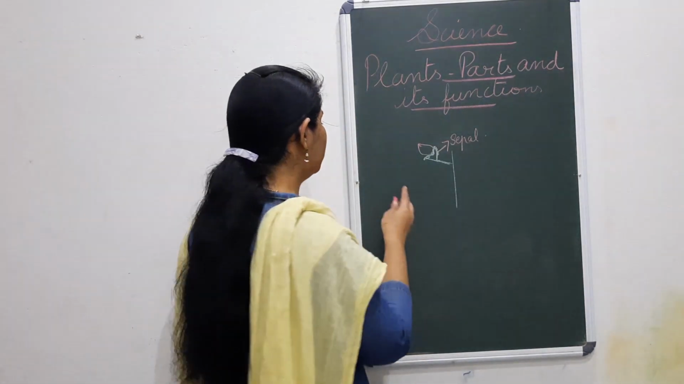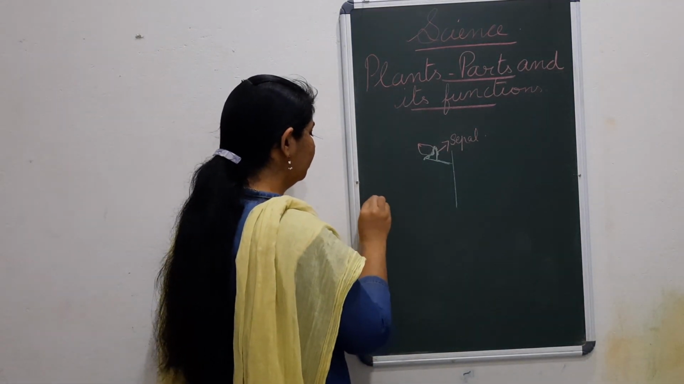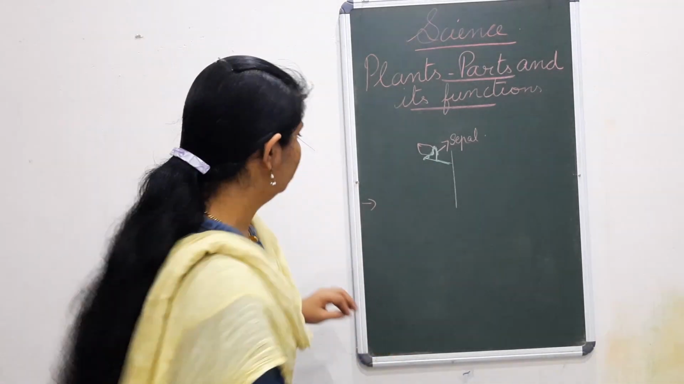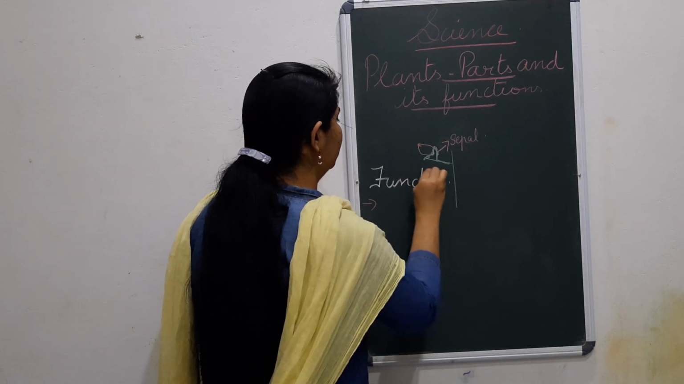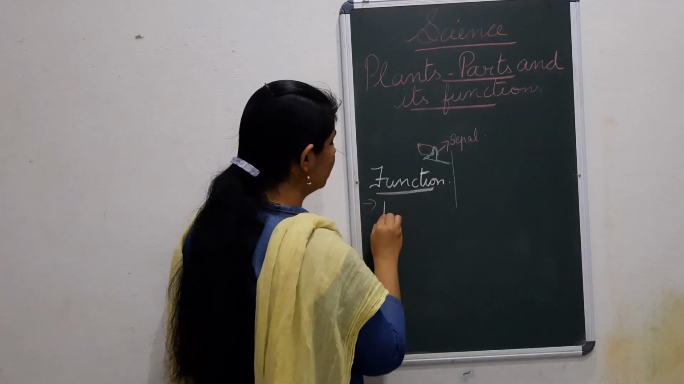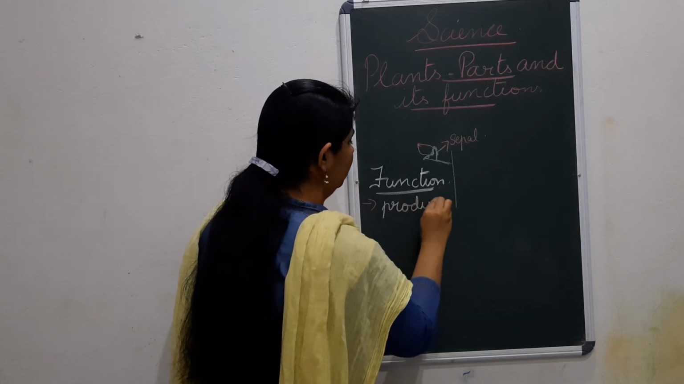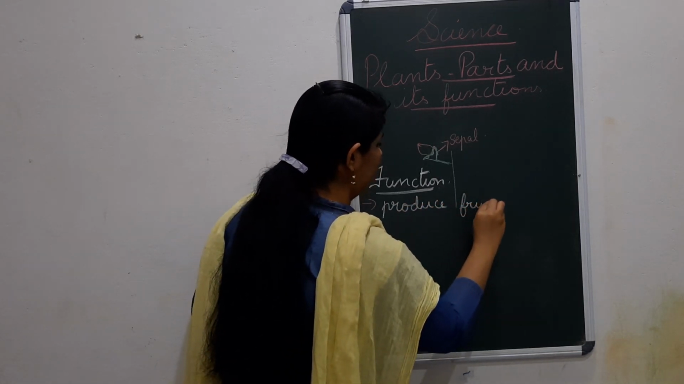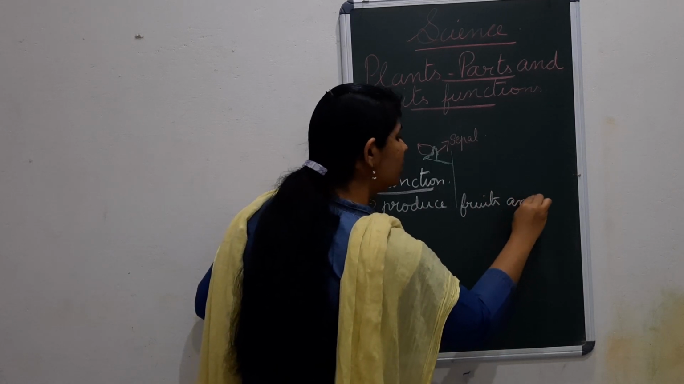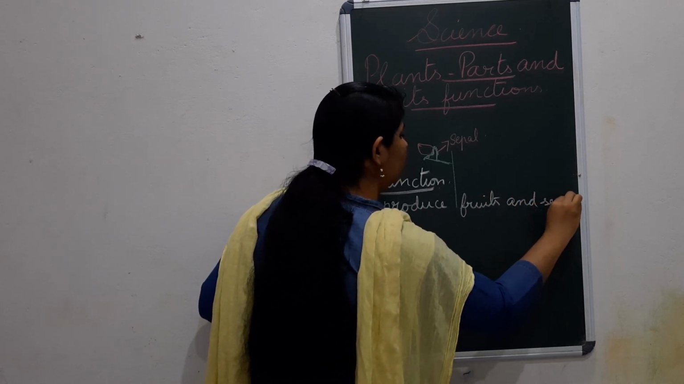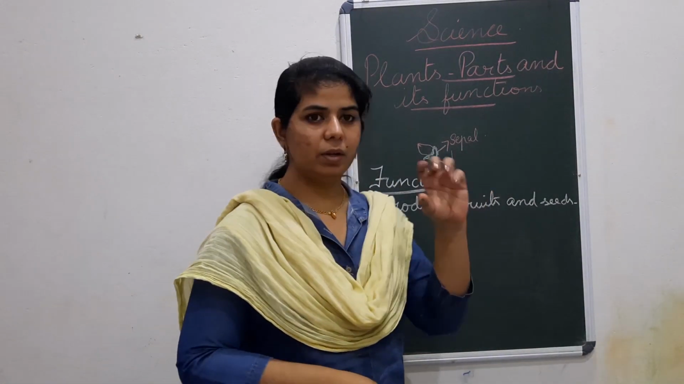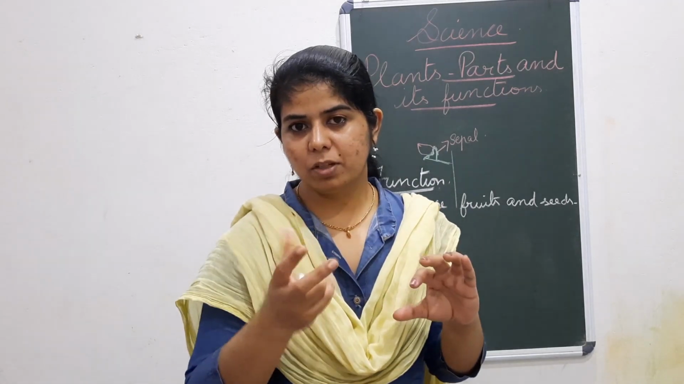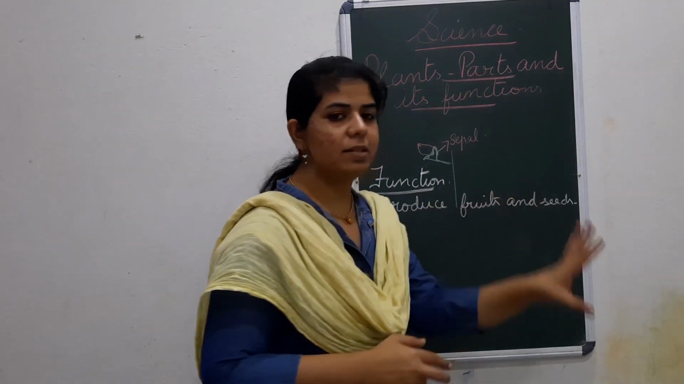Okay. So what is the function of the flowers? It is to produce fruits and seeds. Fruits and seeds means fruits. Inside the fruit you can see the seeds. Now we will come to the fruit, and at that time we will understand. Produce the fruits and seeds. That's the main function. Now we will come to the fruits.